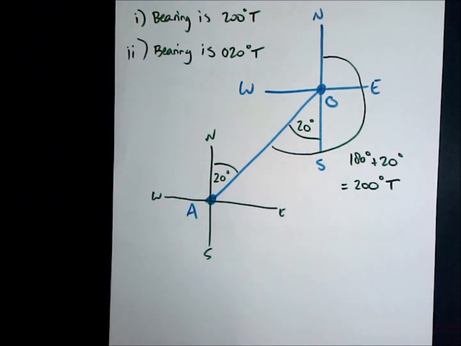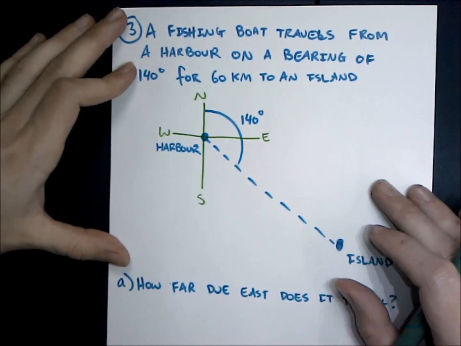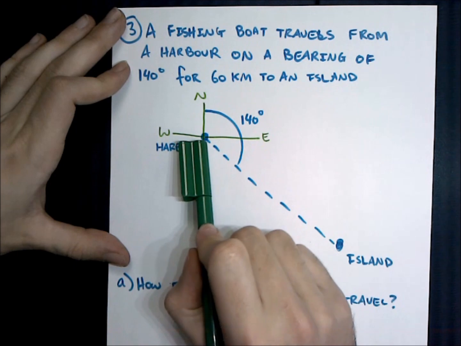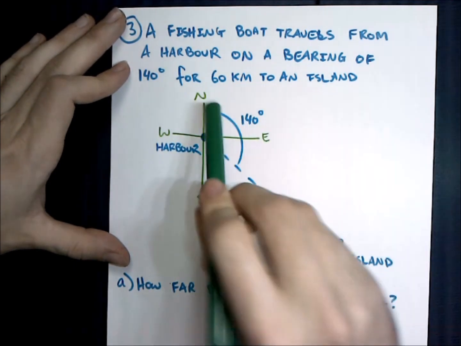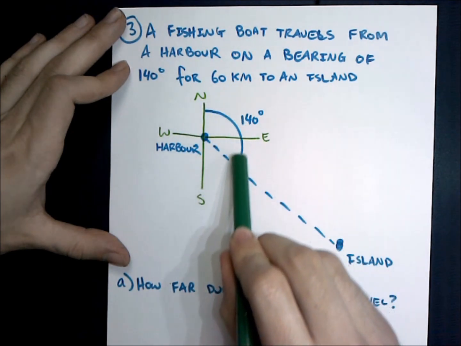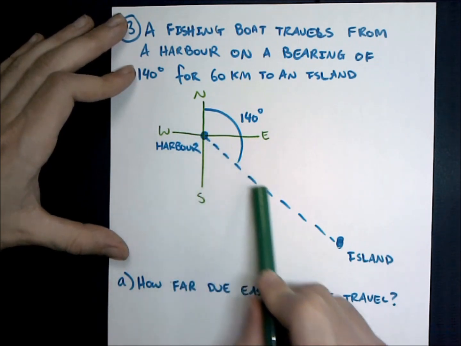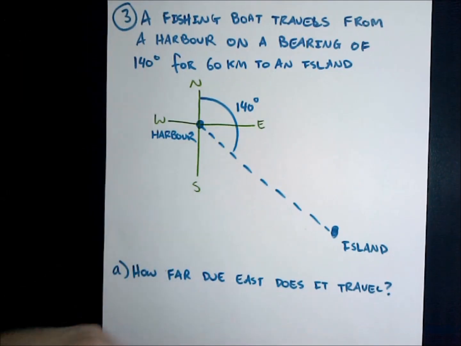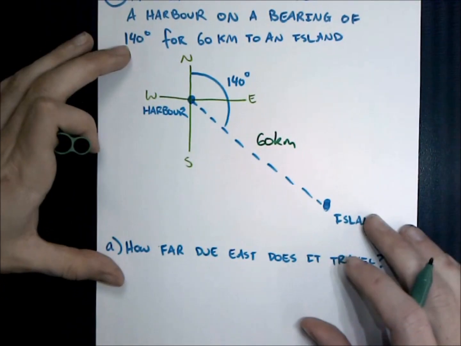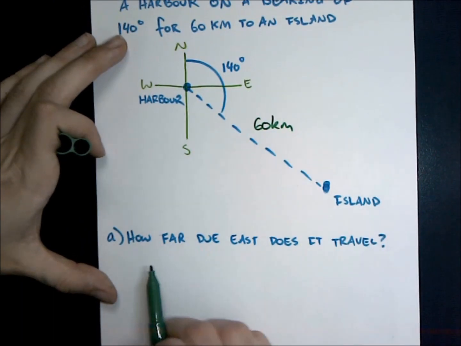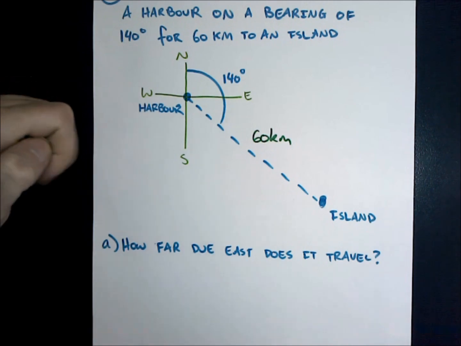Right, let's do one that's a little bit harder. We've got a bit more information. We've got a fishing boat that travels from a harbour. So I've got the harbour over here, and it's travelling on a bearing of 140 degrees. So 140 degrees is from here all the way around to down here. And it's travelling for 60 kilometres until it reaches an island. So it's travelling along this line for 60 kilometres, which doesn't say, so I'm going to write that in. Now, what I want to find is how far due east does it travel. Due east means how far in the exactly east direction.